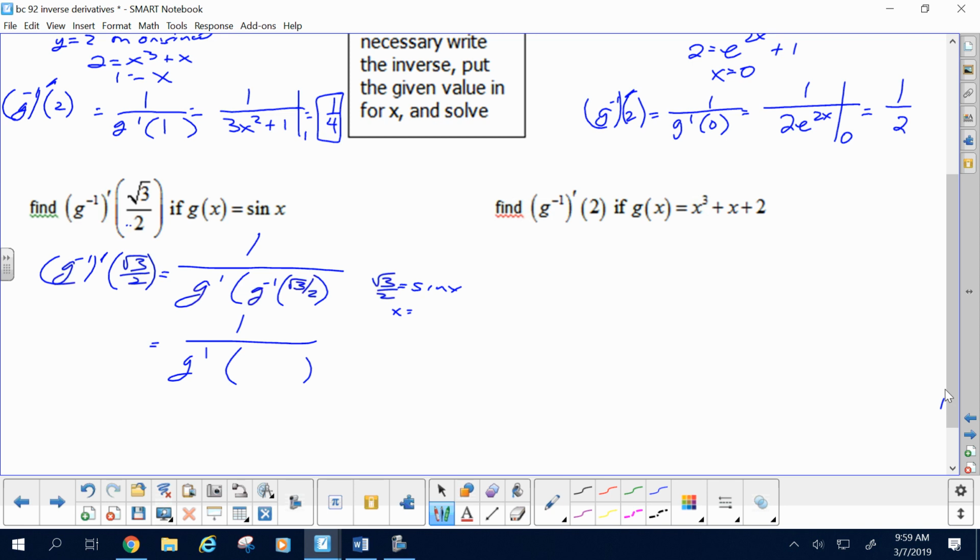Obviously, sine is root 3 over 2 at lots of values, but we're talking the inverse of sine, so restricted to first and fourth quadrants. What's inverse sine of root 3 over 2? Pi over 6 or pi over 3? Pi over 3. Okay? So the derivative of this is cosine of pi over 3, and what is the cosine of pi over 3? 1/2, so it's 1 over 1/2, or 2.